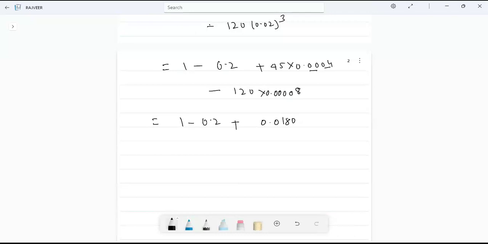Yeah. Minus 960. And how many digits are there? 5 digits. So 3 digits, 2 zeros, and then decimal. So positive terms will be added together. 1 plus 0.0180 is 1.0180, and minus 0.2, it is 0.200, and 0.0960. So 0.8692.